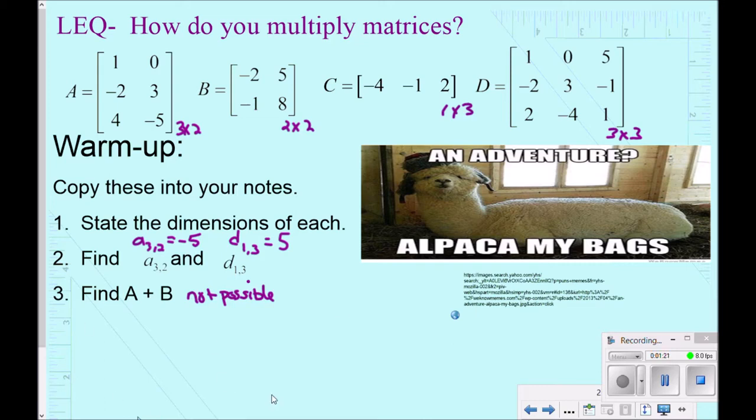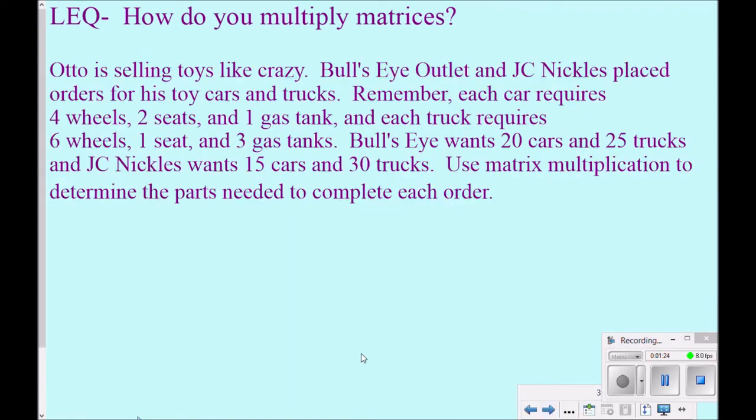So next thing we did was this problem. So this problem is referring back to the linear programming problem we did with Otto and the toy cars and trucks. And if you remember from that problem, we know that each car requires 4 wheels, 2 seats, and 1 gas tank, and each truck requires 6 wheels, 1 seat, and 3 gas tanks. So now we're being told that Bullseye wants 20 cars and 25 trucks, and J.C. Nichols wants 15 cars and 30 trucks. So we're supposed to use matrix multiplication to determine the parts needed to complete each order.